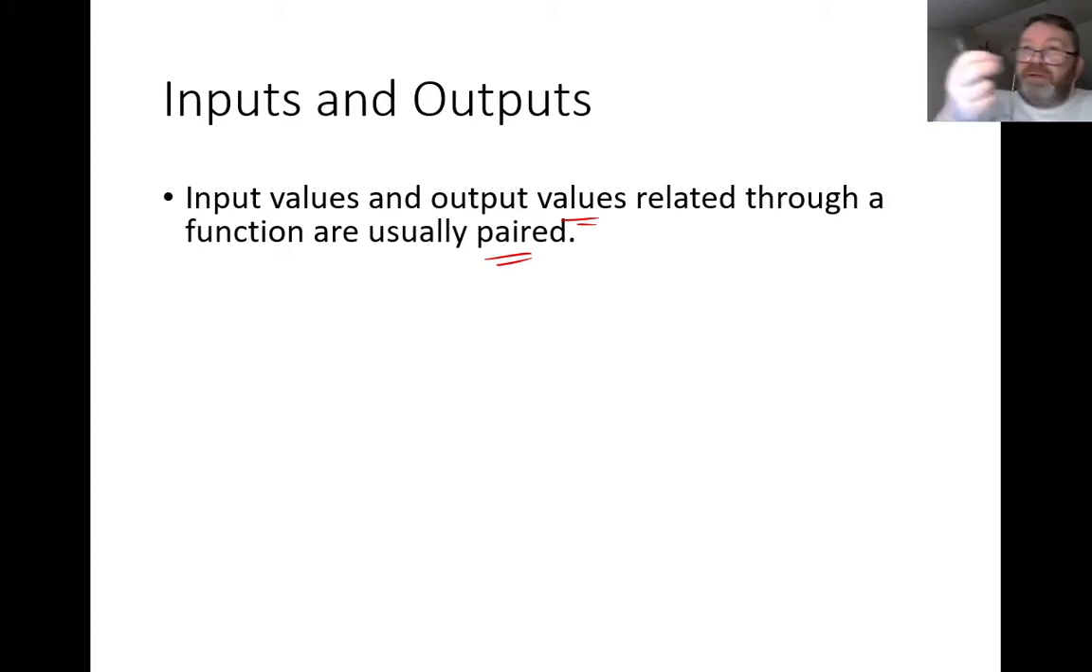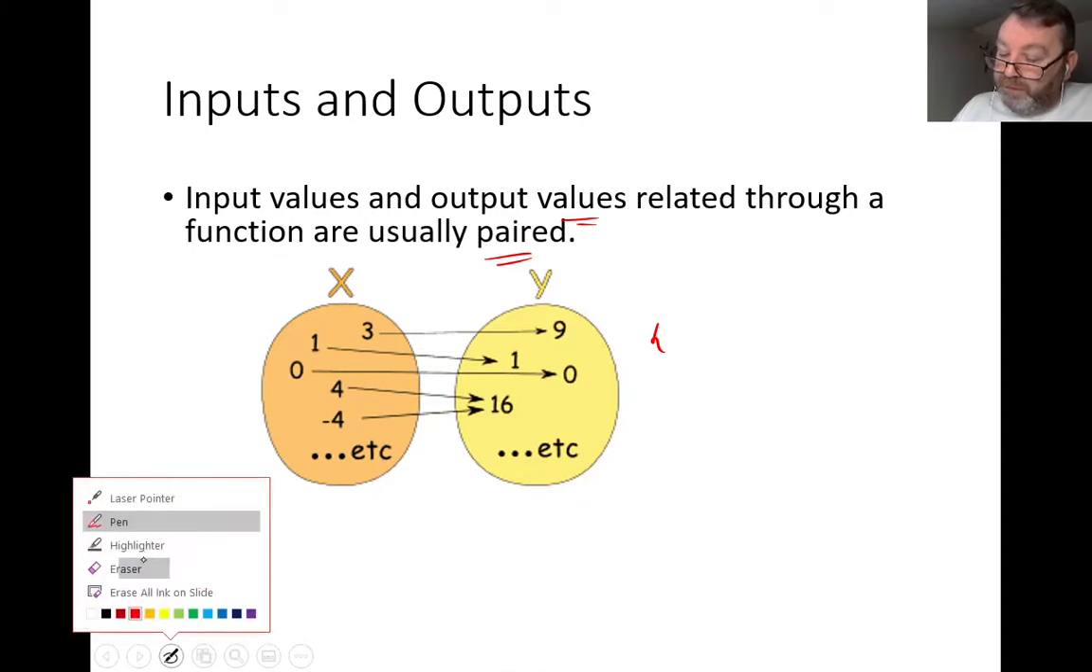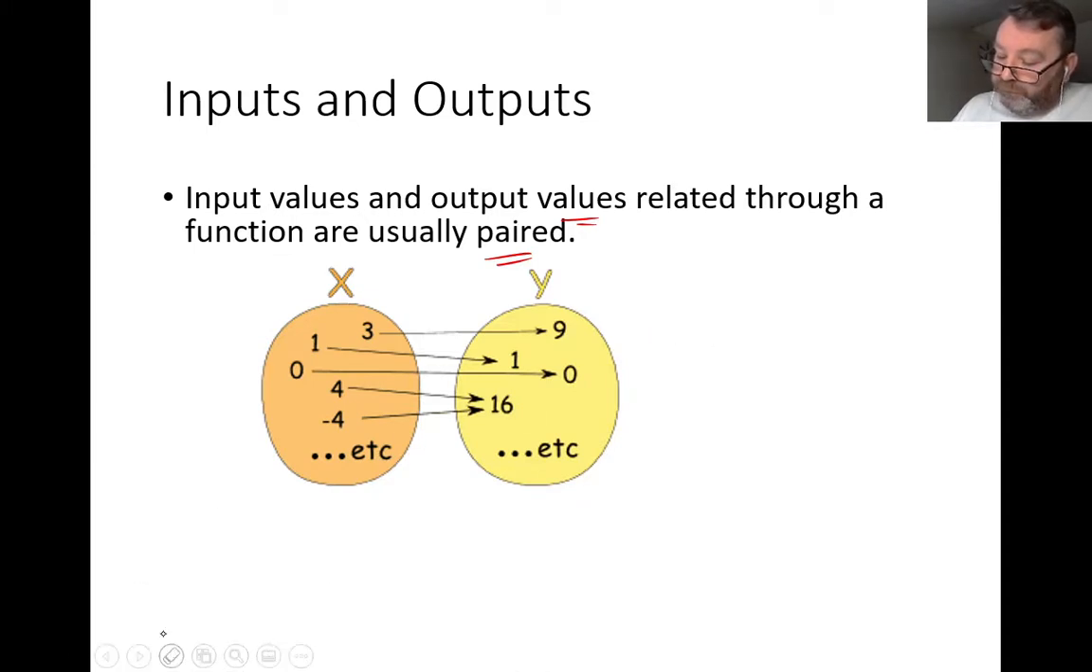All right. So normally if you're putting in a point and then you're doing something to it and you're getting a result, the input and the output are paired. And when they're paired, they form what we call coordinates. All right. So in this case here, we've got x and y. Now, what are the actual pairs? Well, the pairs, I'm going to use round brackets for this one, because that's what we're used to. So here we have (3, 9), (1, 1), (0, 0), (4, 16), (-4, 16).